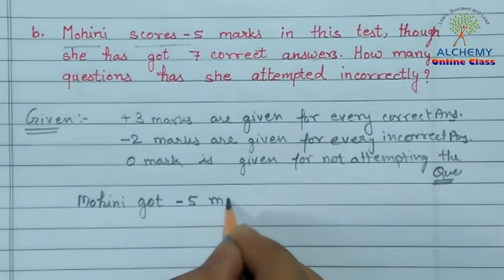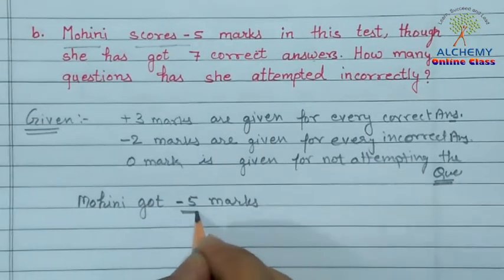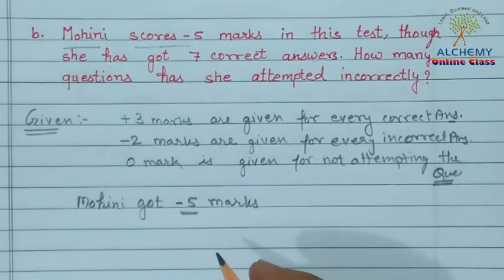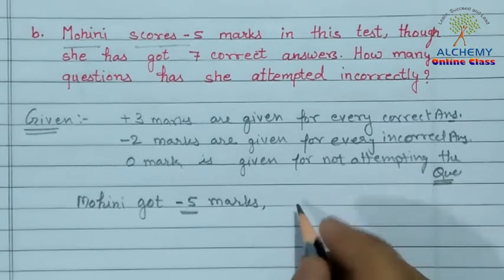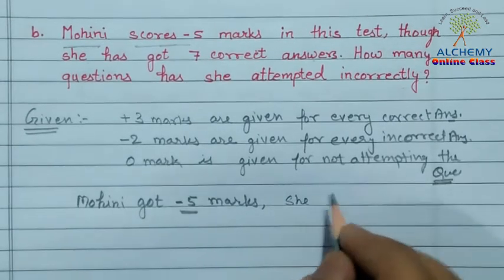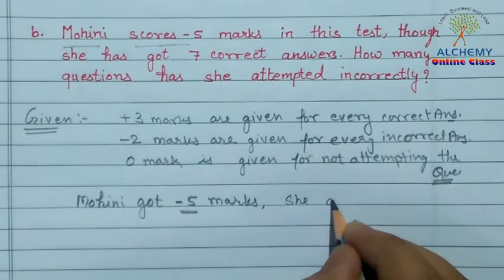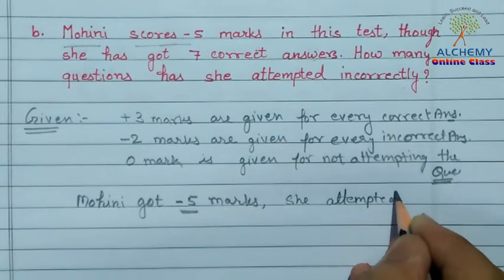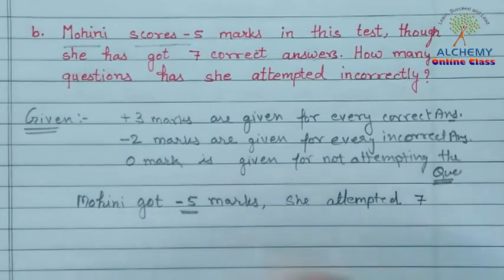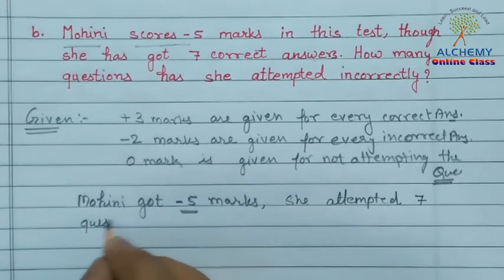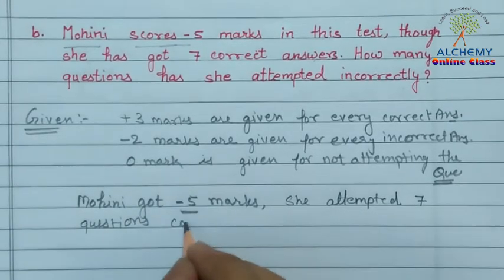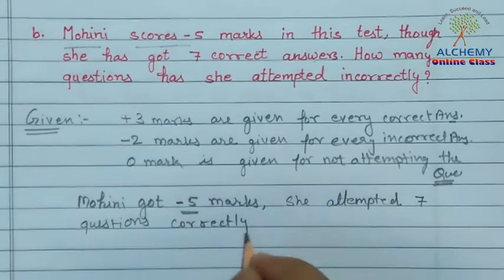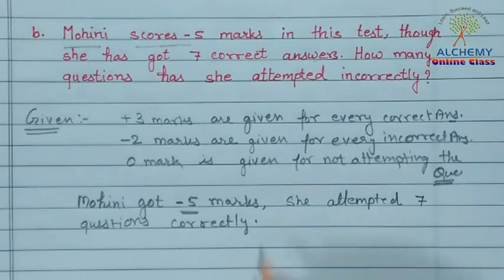Minus 5 marks is the total marks that Mohini got, and it is also given that she attempted 7 questions correctly. Okay, so here also we have to apply the same concept.